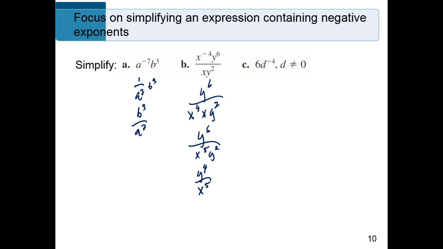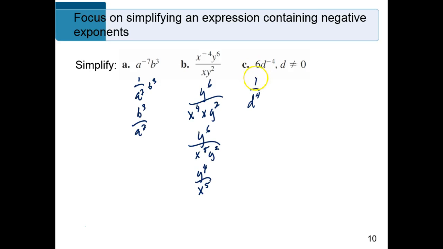All right. How about C, which is yes in Spanish? What would that be? Okay, 1 over what? D to the fourth? Is that what you said? I hope you did. Okay. And what have we lost? The 6. Where does it go?